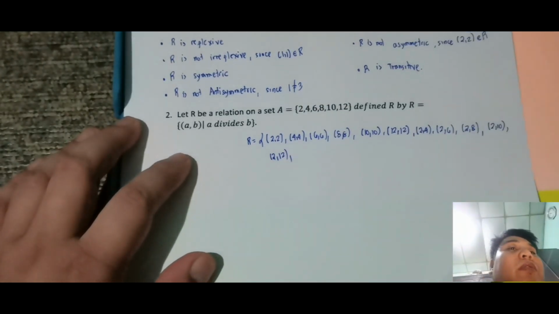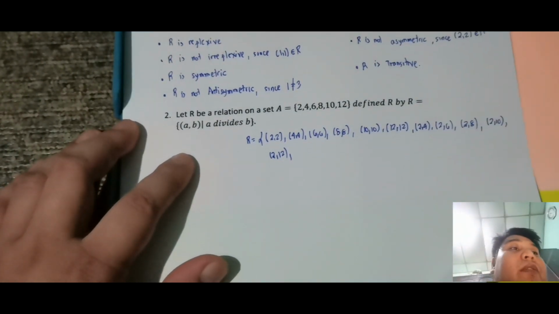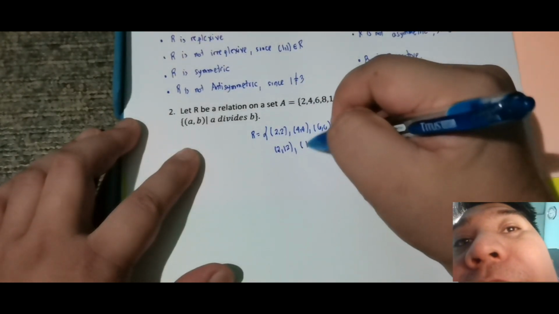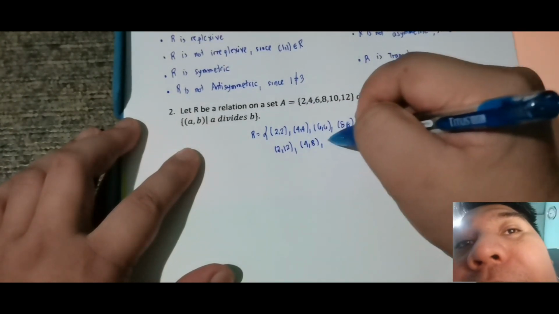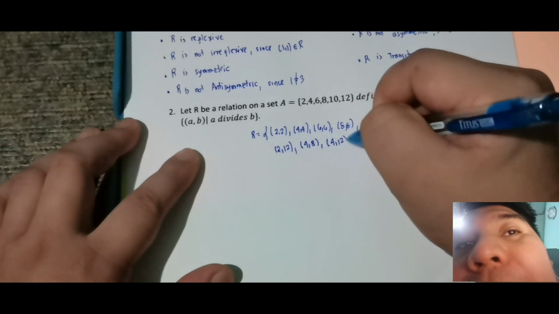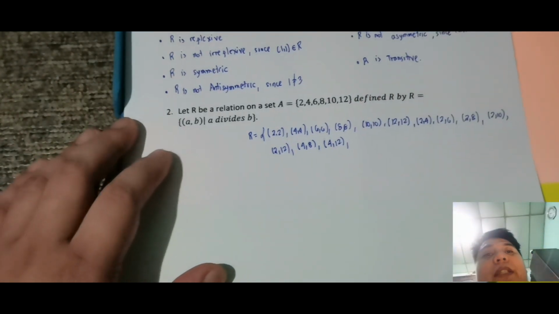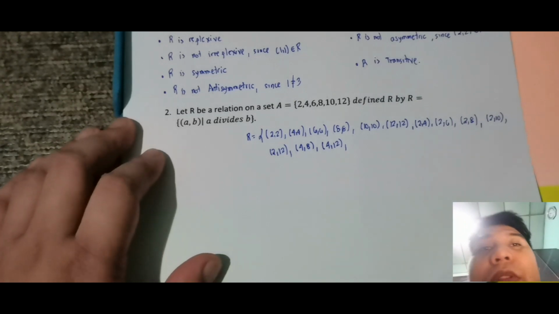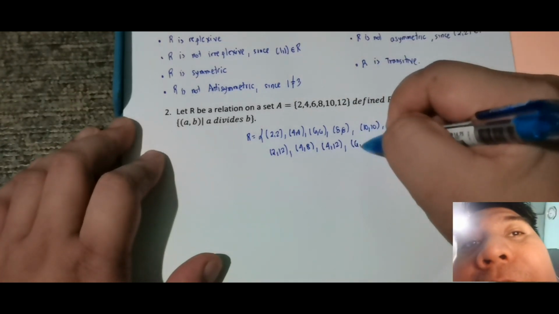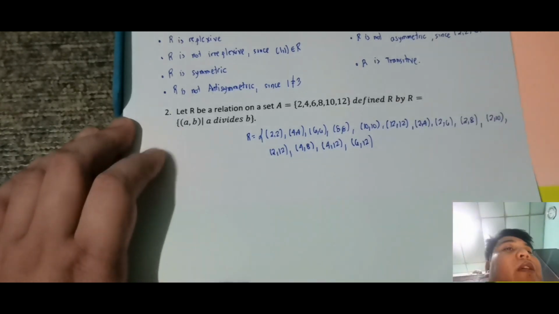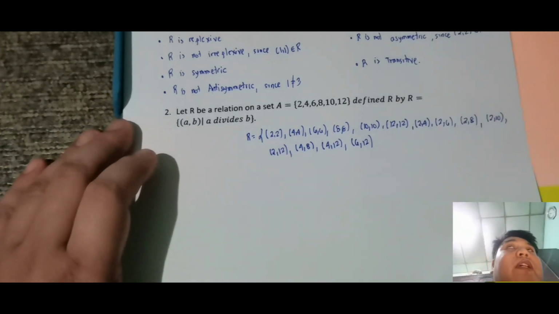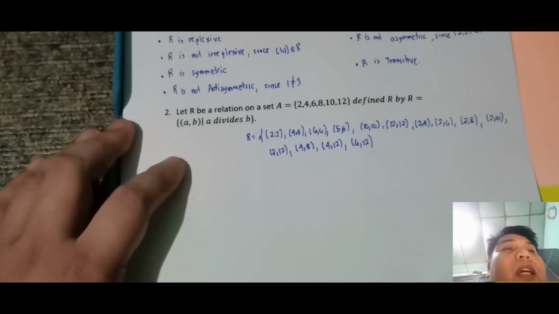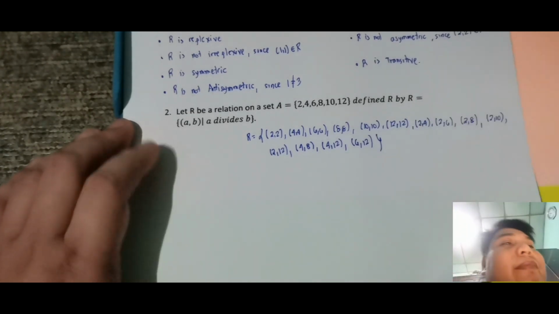Next, pagdating kay 4. 4, hindi niya divide si 6. Tama. So, divide niya si 8 saka si 12 lang. So, (4, 8), (4, 12). Next, sa 6. 6, hindi niya dinidivide si 8. Okay, divide lang niya si 12. So, that is (6, 12). Next, sa 10. Sa 10, wala. Hindi na dinidivide si 12. Okay, sa 12, wala rin. Okay, so therefore, ito lang yung laman.